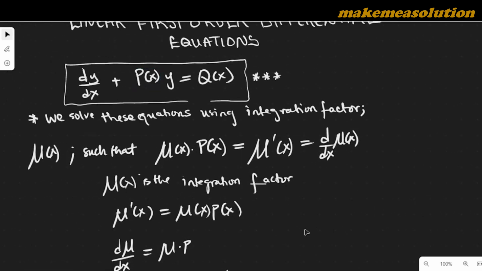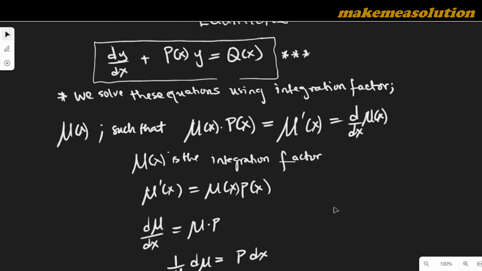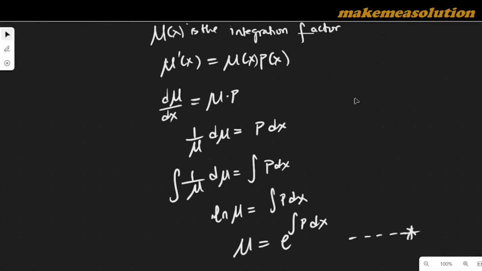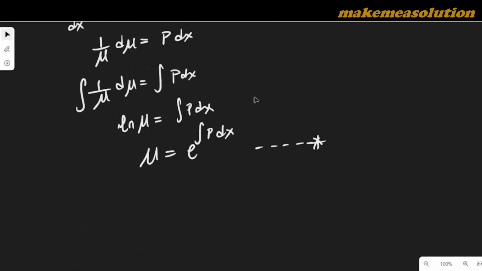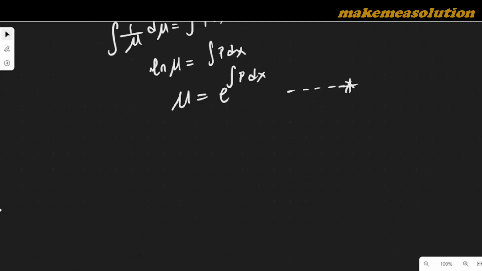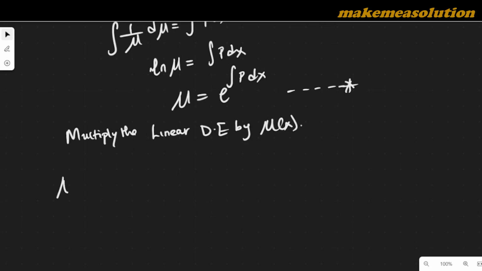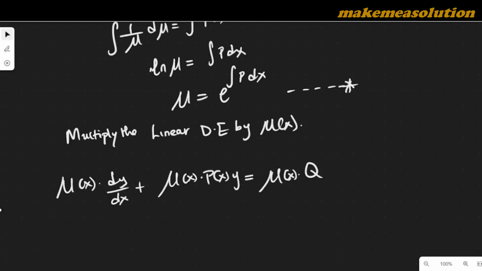So the next question is, how on earth do we apply this integration factor? This is how we apply it. Since we now know what it is, we are going to multiply the linear differential equation by mu of x. When we multiply it, we get mu of x dy/dx plus mu of x p of x y is equal to mu of x times q of x.